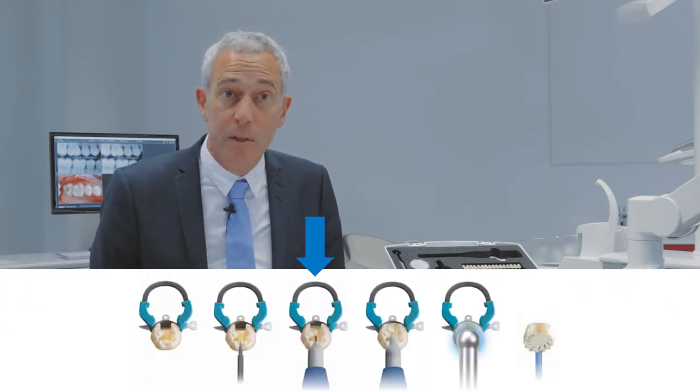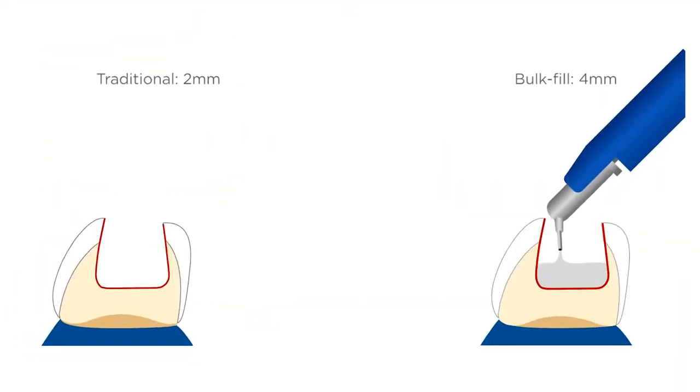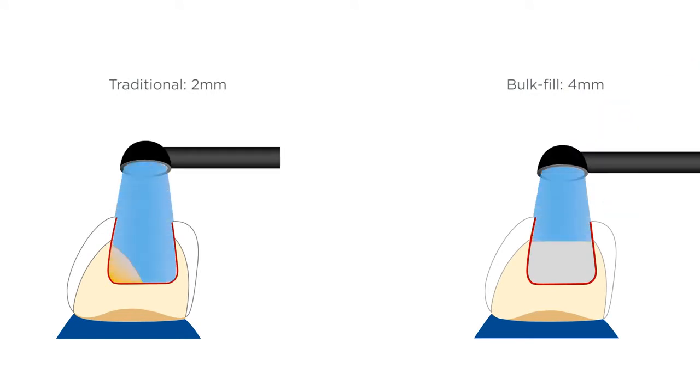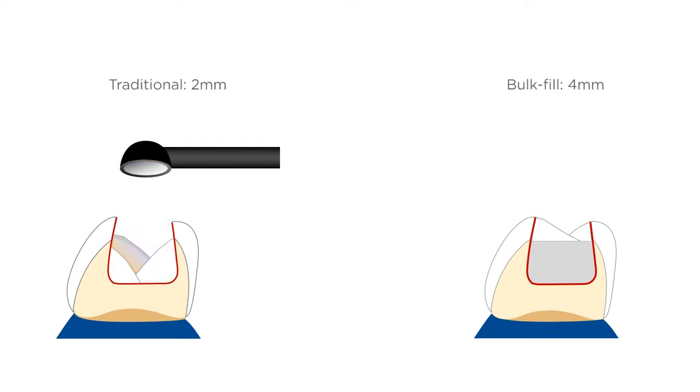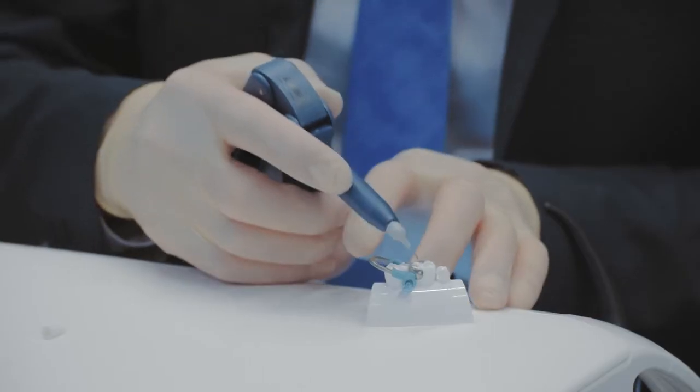After light curing of the adhesive, the filling material will be applied. The first filling material we will use is SDR. In contrast to regular composites, which can just be applied in layers of up to 2 millimeters, SDR is a bulk fill material that can be applied in layers up to 4 millimeters. Because of its unique flowable consistency, it is literally injected into the cavity.